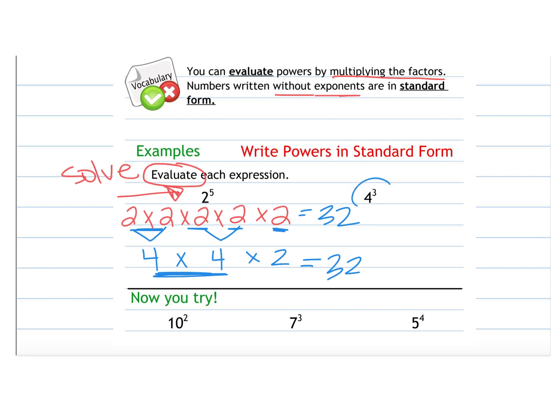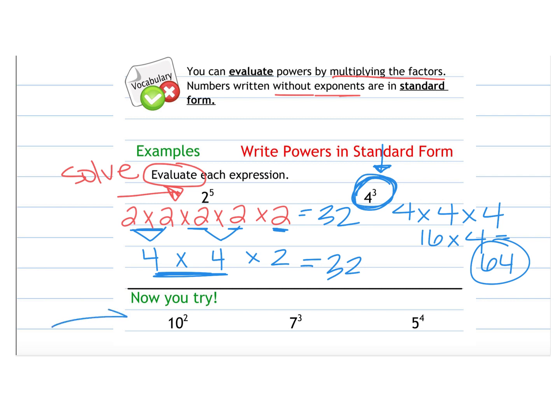And then we have 4 cubed, or 4 to the third power. 4 times 4 times 4. So 4 times 4 is 16, times 4 is 64. Okay, remember, we are writing it out, and this is how many times we multiply our base together. We are not multiplying the base times the exponent. Never, ever. We are multiplying the base as many times as the exponent tells us. You try these.